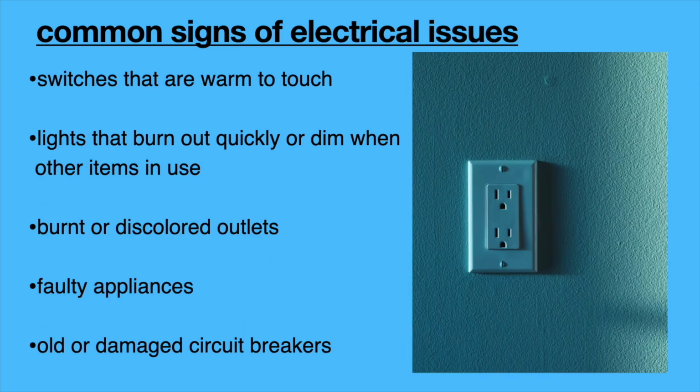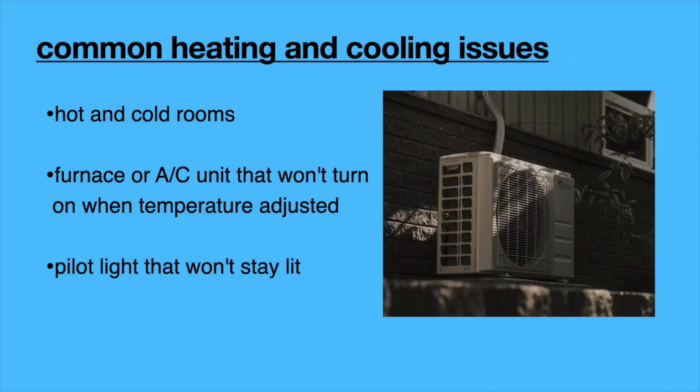Common signs of electrical issues include switches that are warm to the touch, lights that burn out quickly or dim when others are used, burnt or discolored outlets, faulty appliances, and old or damaged circuit breakers. Common heating and cooling issues include hot and cold rooms, a furnace or AC unit that won't turn on when the temperature is adjusted, or a pilot light that won't stay lit.